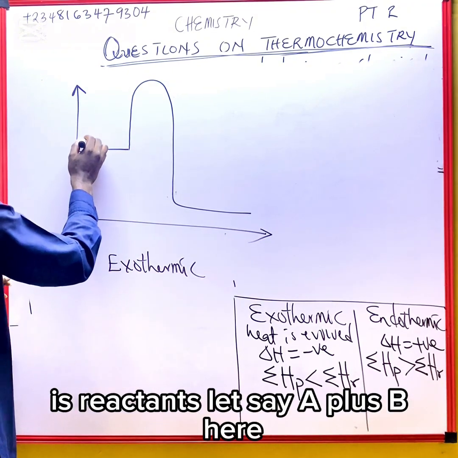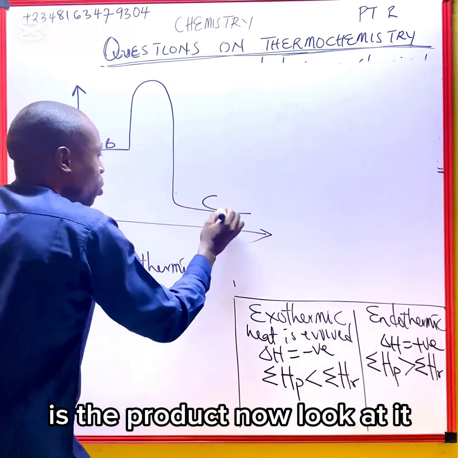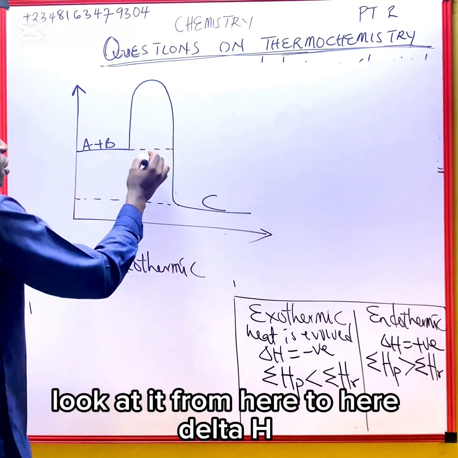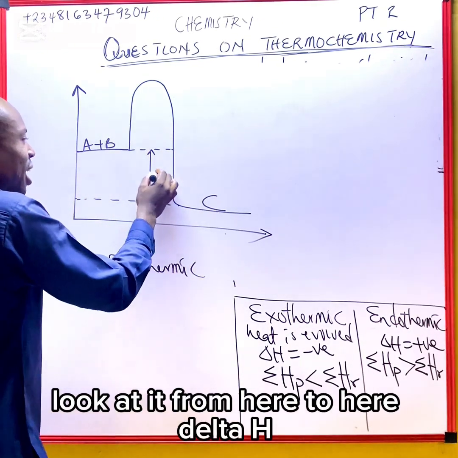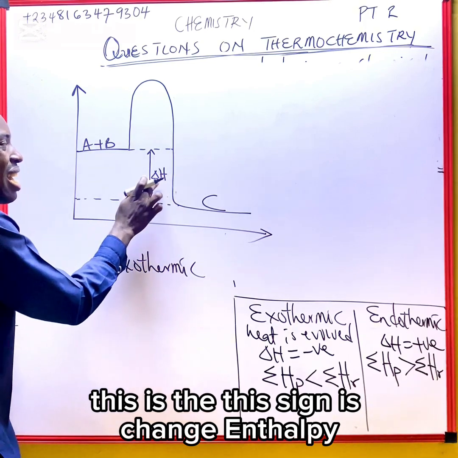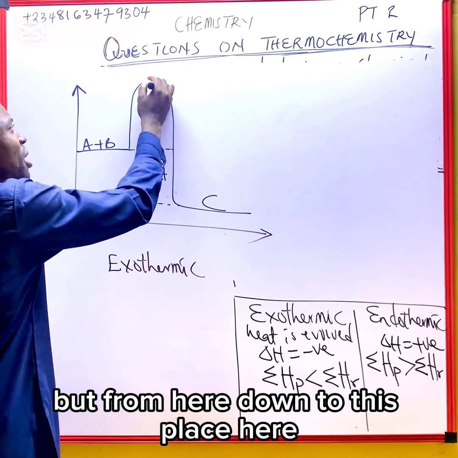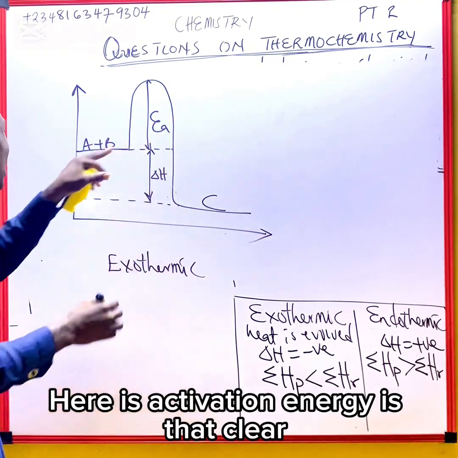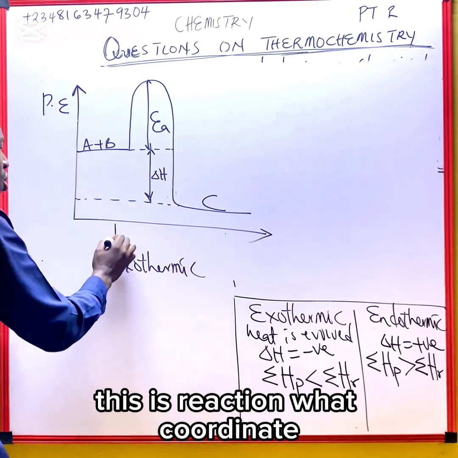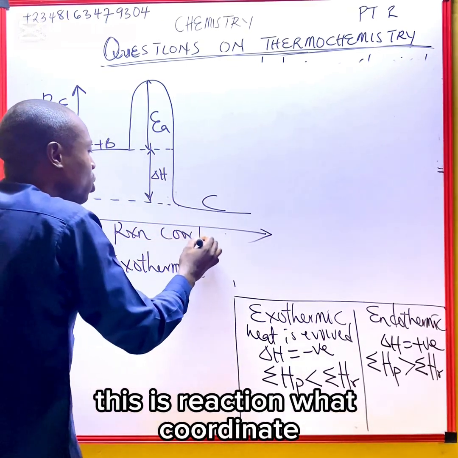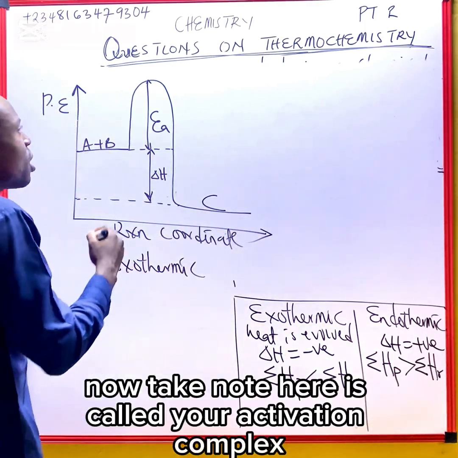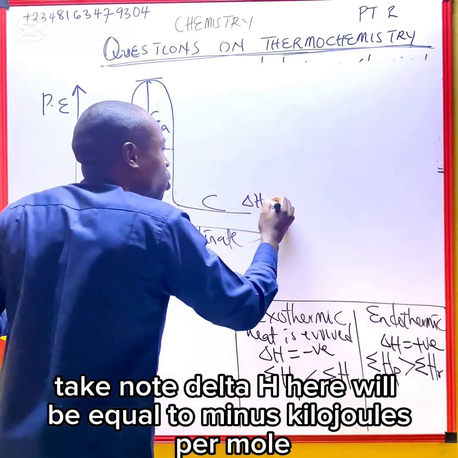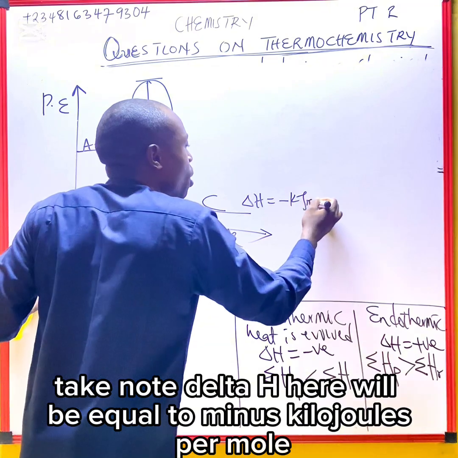So here is reactant, let's say A plus B. Here is the product. Now look at it. From here to here, delta H, this sign means change in enthalpy. But from here down to this place here is activation energy. Is that clear? This is potential energy. This is reaction coordinate. Now take note. Here is called your activation complex. Take note. Delta H here will be equal to minus kilojoule per mole.